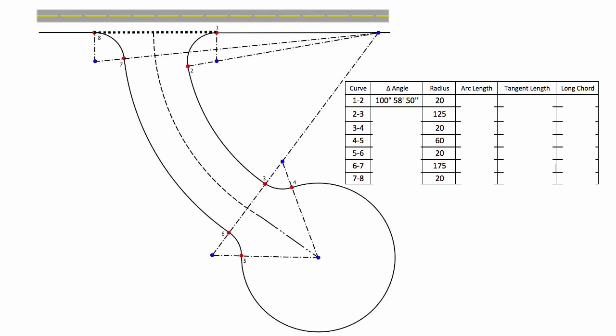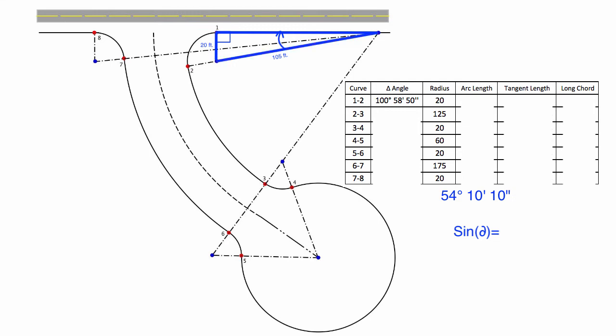Previously, the angle for the large curve between the road right-of-way to the end of the curve at the start of the extension was given as 54 degrees, 10 minutes, 10 seconds. To calculate the delta angle for curve 2 to 3, the interior angle at the center of curve 2 to 3 in our previous right triangle must be calculated. This interior angle is a function of the sine.